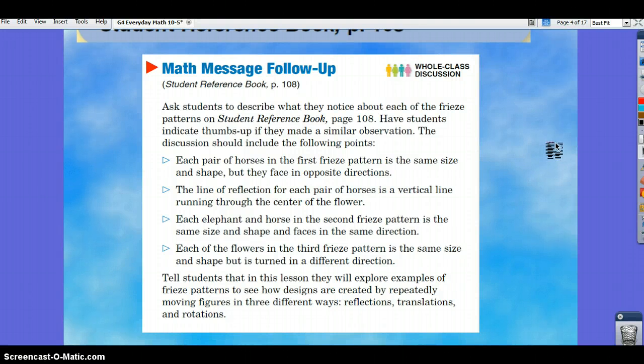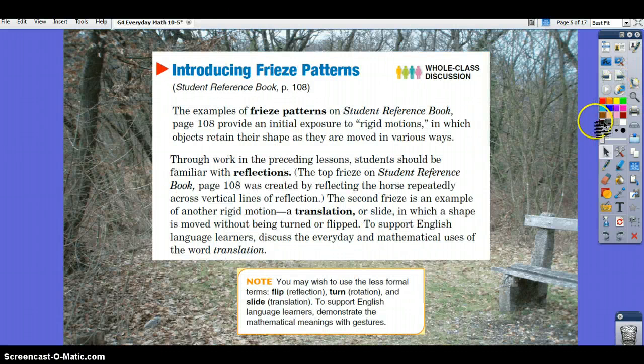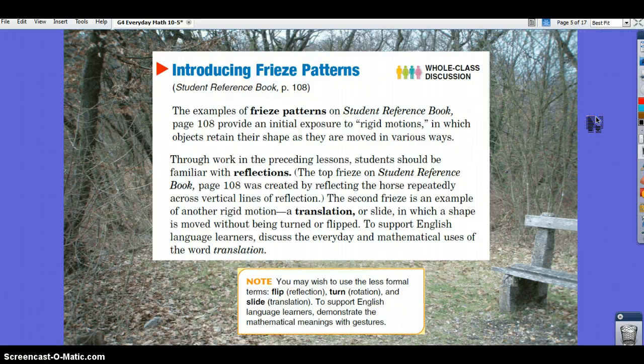In this lesson, you're going to explore examples of frieze patterns to see how designs are created by repeatedly moving figures in three different ways, either by reflections, translations, or rotations. The examples of frieze patterns on student reference book page 108 provide you initial exposure to the rigid motions in which objects retain their shape as they are moved in various ways. So if you haven't looked at page 108, I would suggest you pause this right now and go look at them so that you truly understand what I'm talking about. Then you can always push play again when you're ready to move on.